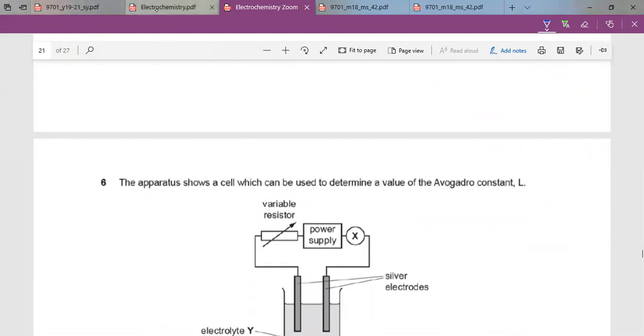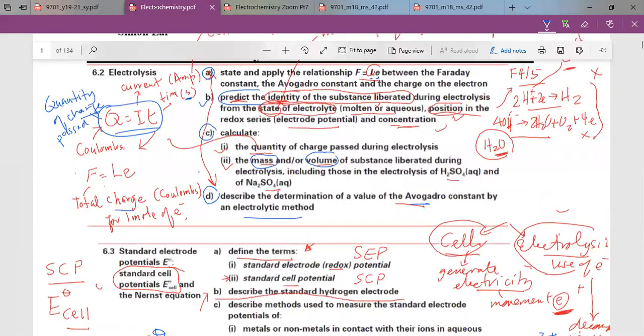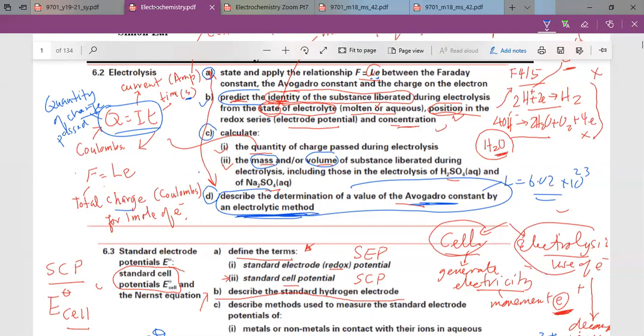You can see I've gone through a bit fast, right? So we're going to talk about determining a value for Avogadro's constant, L, which equals 6.02 times 10 to the power of 23, by an electrolytic method, meaning by an experiment. This one comes up for paper 5 as well as for paper 4. So better know how to do this.